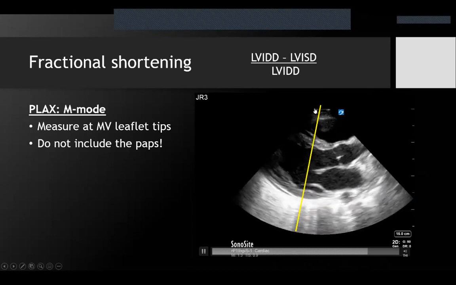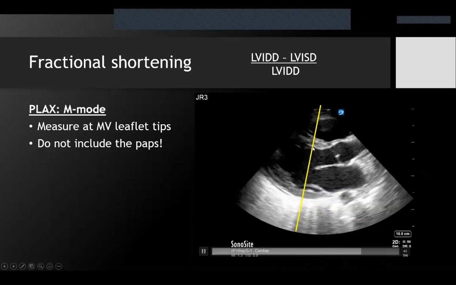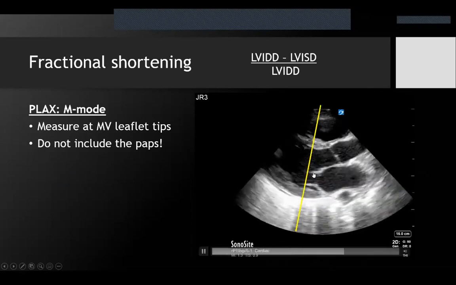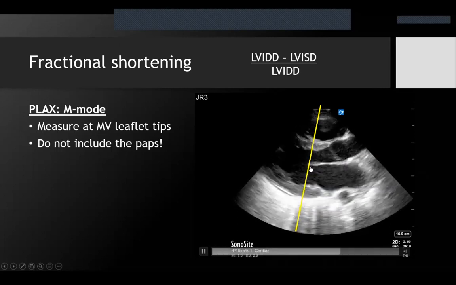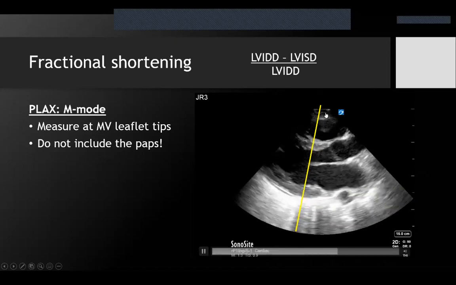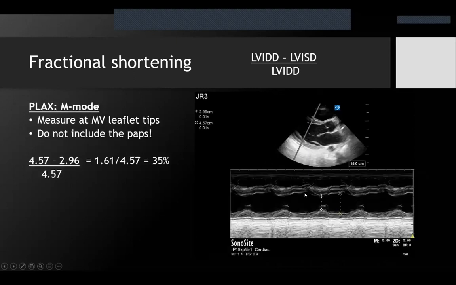And so you can see that under this line, you'll be able to see end diastolic diameter and end systolic diameter. It's important to put this line at the mitral valve leaflet tips, so approximately here where I put it right now, and don't include the papillary muscles, which shouldn't be here anyway. But if you have papillary muscles, they sort of move into the chamber and they can falsely look like the LV wall and make it look like your contraction is better than it is. So you slap your M mode cursor here, you hit play, and you get something that looks like this. And you're plotting this line over time.